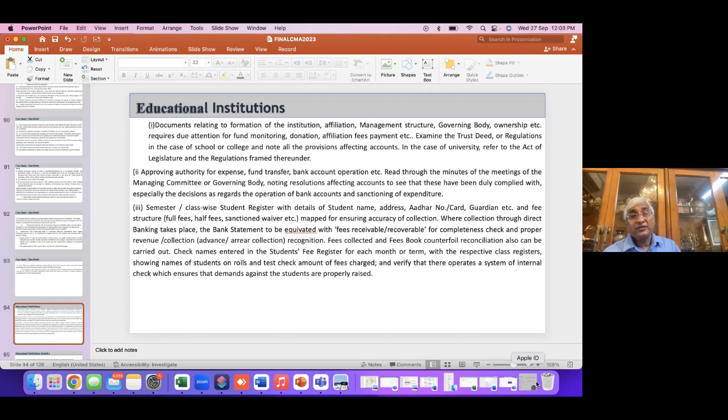Then again, there are differences depending on whether it's a degree college or a university. In a degree college, it's undergraduate, so there are different semesters.